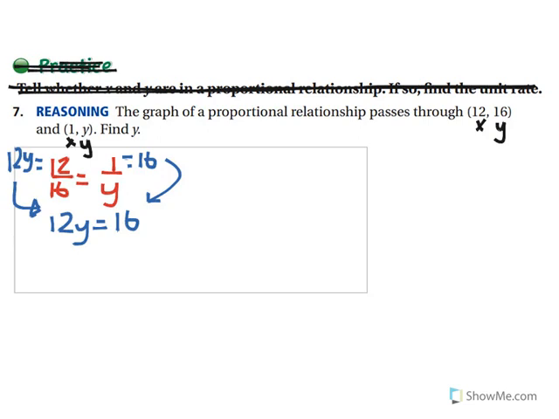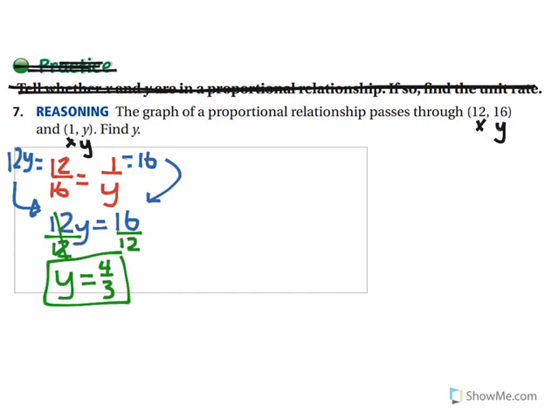Hopefully this makes sense to you now. I'm going to divide both sides by 12 to get rid of the coefficient. I'm left with y. 16/12 can be simplified. If I divide 16 and 12 both by 4, I get 4/3. So the y value must be 4/3 to make this true.